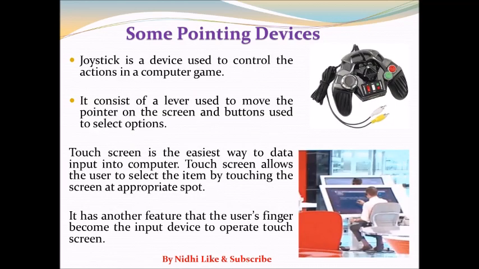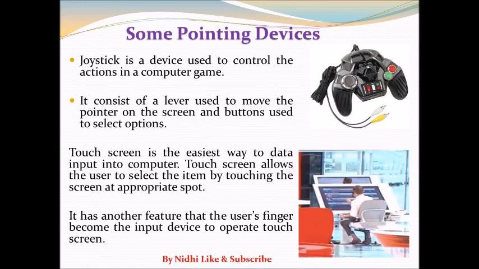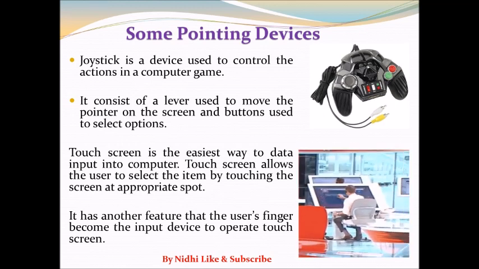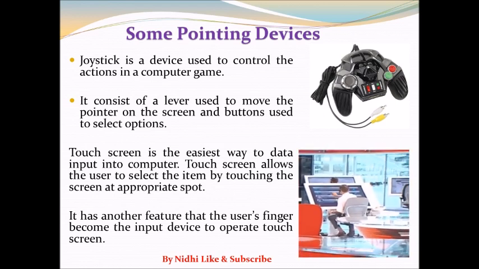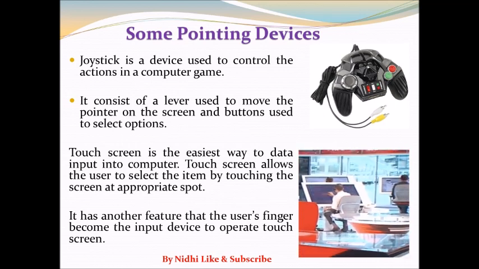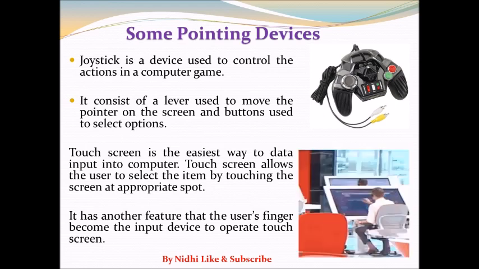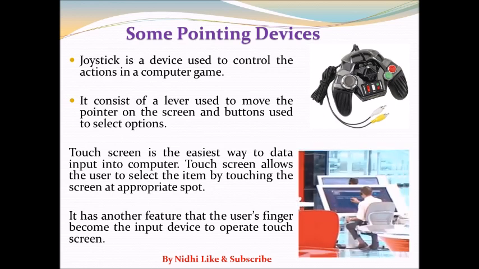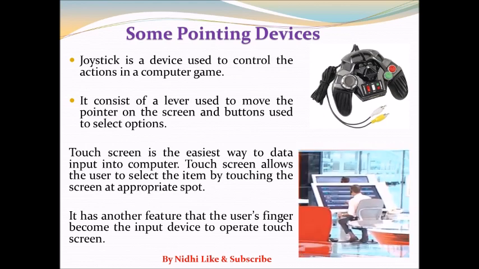So see here, you will find this joystick. As I have explained, it is used to control the actions in a computer game. It consists of a lever, that is the upright part, the handle you can say, used to move the pointer on the screen, and buttons used to select the options. And here you can see a touch screen also. It is the easiest way to enter data in a computer. A touch screen allows the user to select an item by touching the screen at the appropriate spot. It has another feature: the user's fingers become the input device to operate the touch screen. So this is about the touch screen. Okay. Next input device is the microphone.